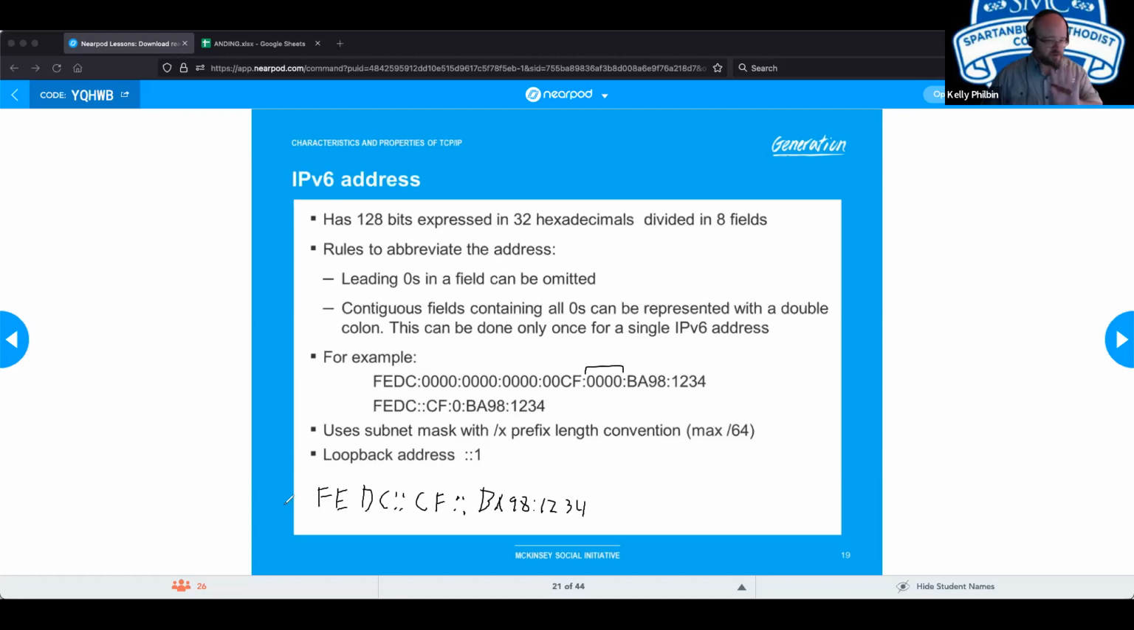So if we use the example you just gave me, where we eliminated this and just used the double colon, right? We now know we have 4 fields missing, 4 fields of zeros. By looking at this, can you tell me which of these two would have the 3 groups of zeros and 1 group of 0? Or do they each have 2 groups of zeros? I would say the BA98.